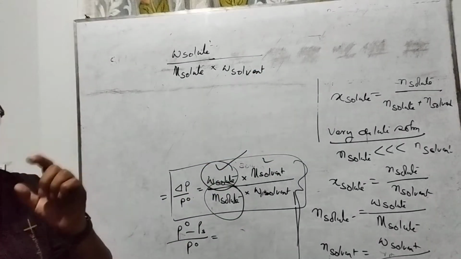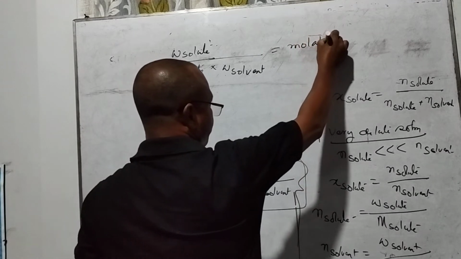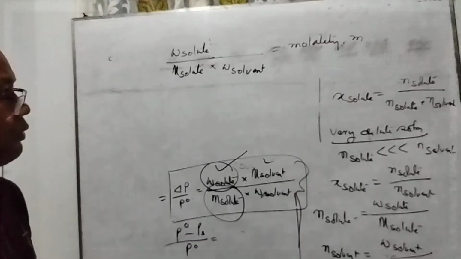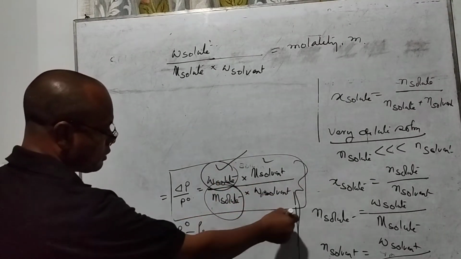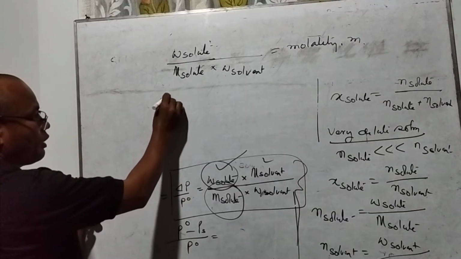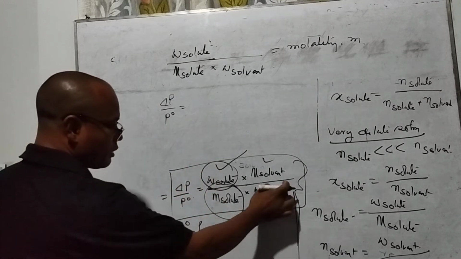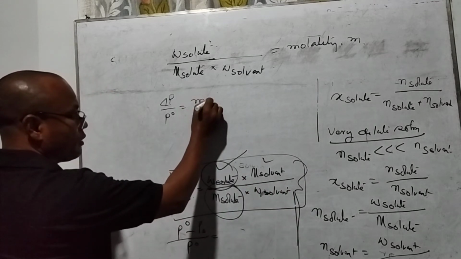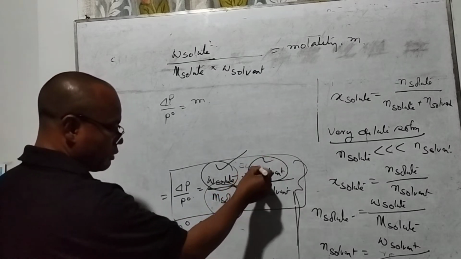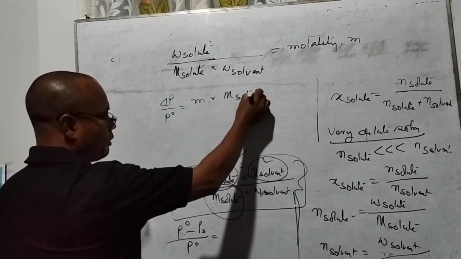What is the concentration term we call this? That is the molarity. I write here N. So this part is just related to the molarity. Therefore, for the relative lowering of vapor pressure, instead of writing these terms, I write M. What is M? That is the molarity. What term remains here? This is the molecular or molar mass of the solvent.